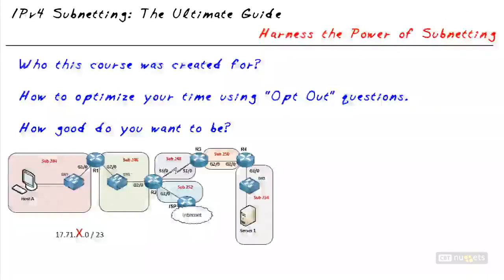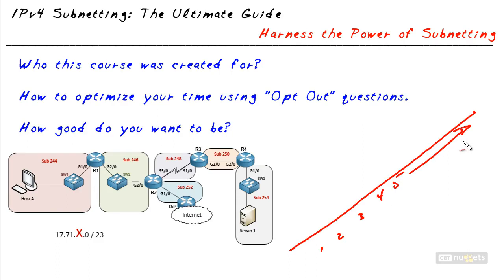Now, I realize that we all come from different backgrounds and we're at different levels. So here's what I did for this course to optimize your time. I'd like you to take all these videos in order. So video 1, 2, 3, 4, 5, all the way up to the very end. But here's the challenge. I know that some of you already have pretty great subnetting skills. So if you're going through video 1 or 2, you may already have all the knowledge from that specific video. So here's what I did.